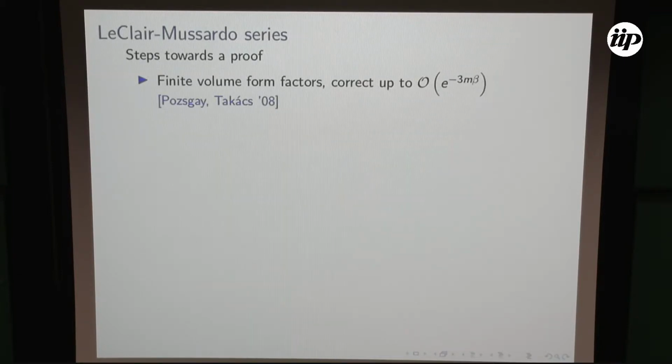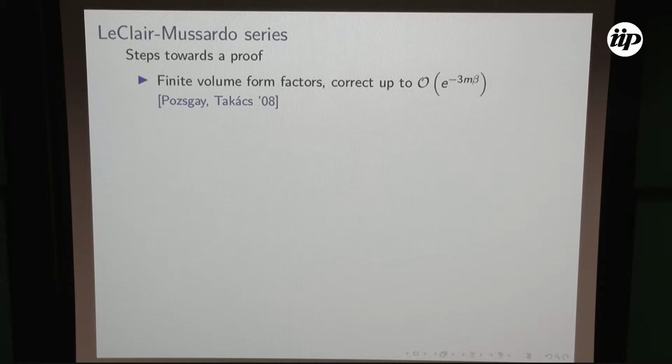And then there's the way to sort of go through the proof of the LeClair-Mussardo conjecture. The first step was in this kind of formulation, the finite volume form factors. It was calculated by Pozsgai and Takechi in 2008. Basically, what they did, they took the finite temperature one-point function, plugged in the trace with these energy eigenstates, put the whole system in finite volume.